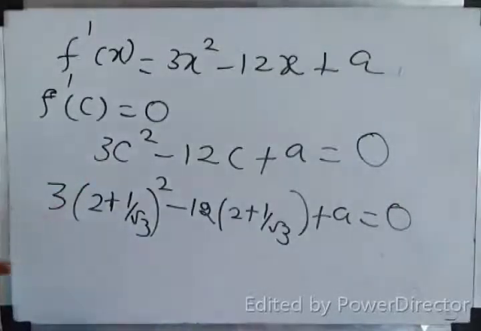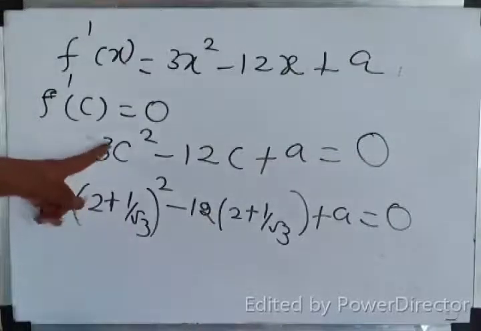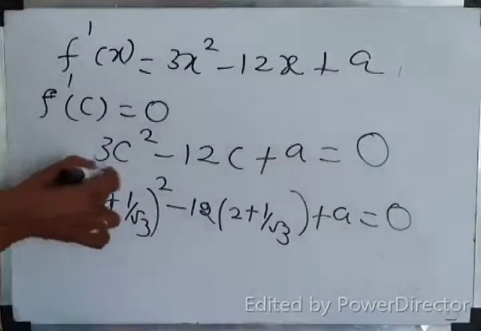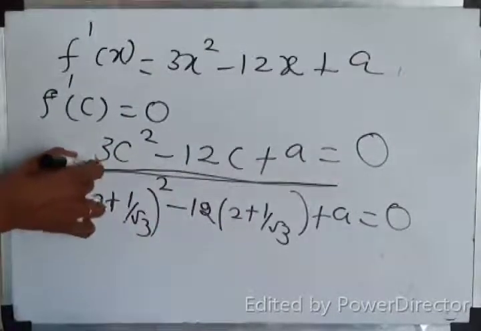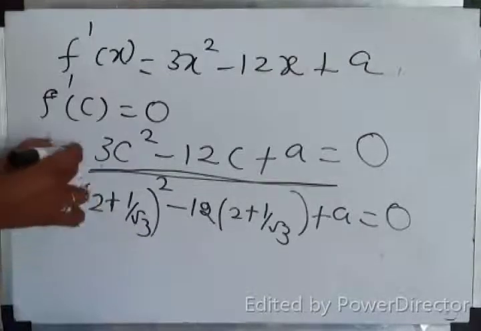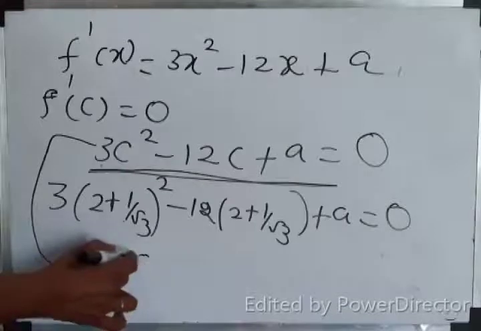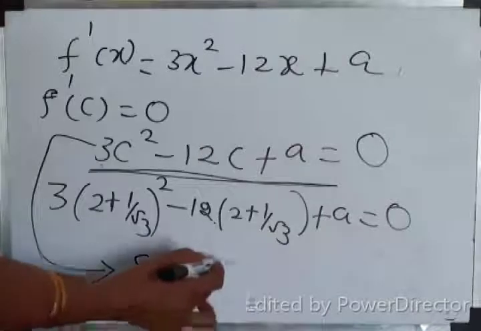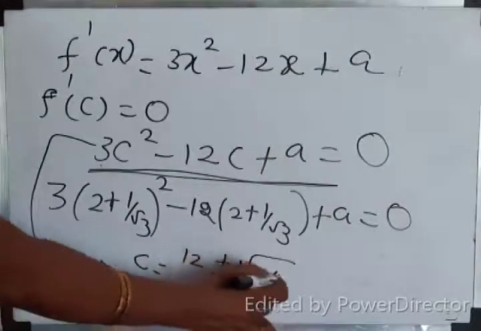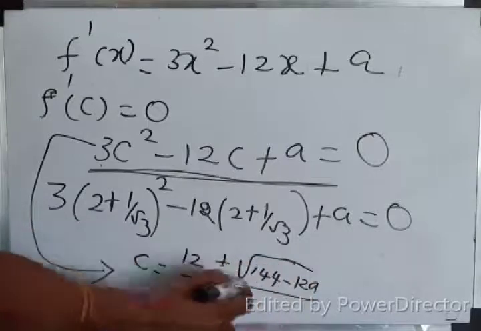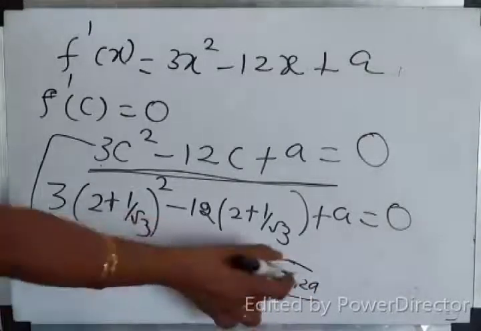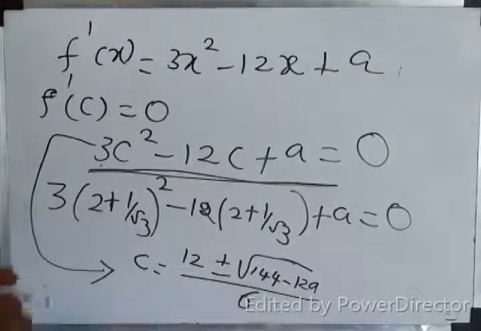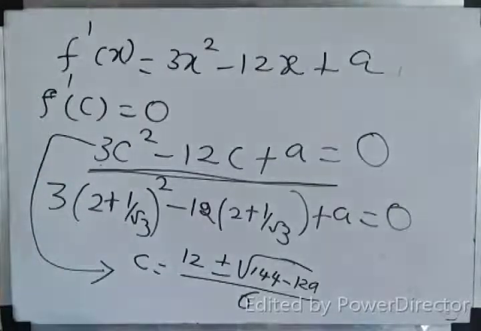Children, if you do this way, the simplification is a little bit harder. So you can take the question as it is, 3c squared. This is quadratic in c. Don't substitute here. After simplifying this, you can substitute. What is c equal to? c equals 12 plus or minus root of 144 minus 12a, whole divided by 6. Correct? Now if you substitute a equal to 2 plus 1 by root 3, you will get 2 answers for c.